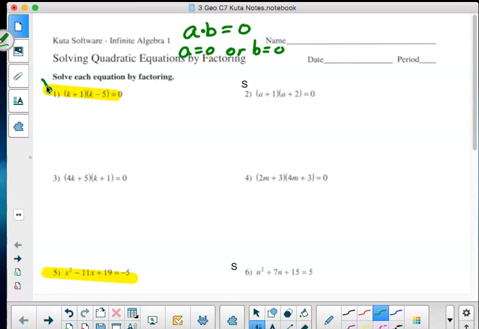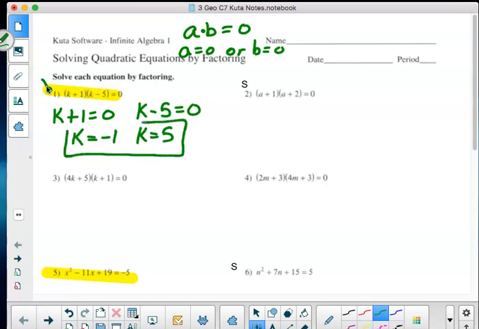So in number one, it's already been factored for us. Now I have k plus 1 is equal to 0, and k minus 5 is equal to 0. Now I solve for k. k is equal to -1, and k is equal to 5. These two values will create a 0 for the result when I plug them in for k in the equation.